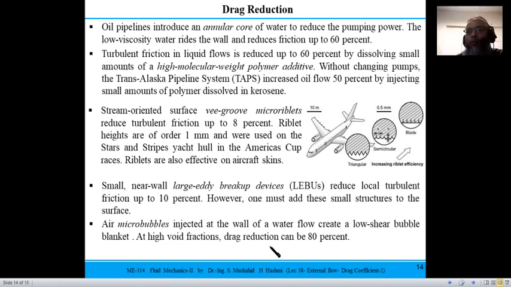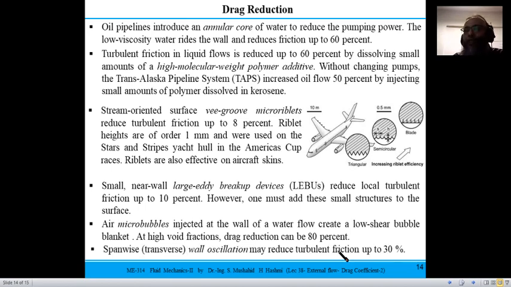In water flow, air microbubbles are injected at the walls to create a very low shear bubble blanket. As we know, air is less viscous than water. So these microbubbles are injected in the water flow, so that this air has low viscosity, so has low shear stress and consequently low drag, and a significant reduction of the drag can be observed.